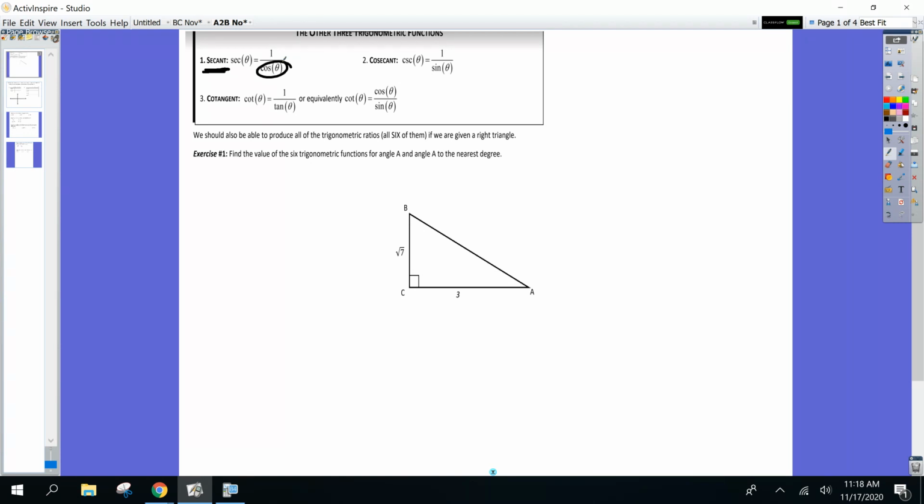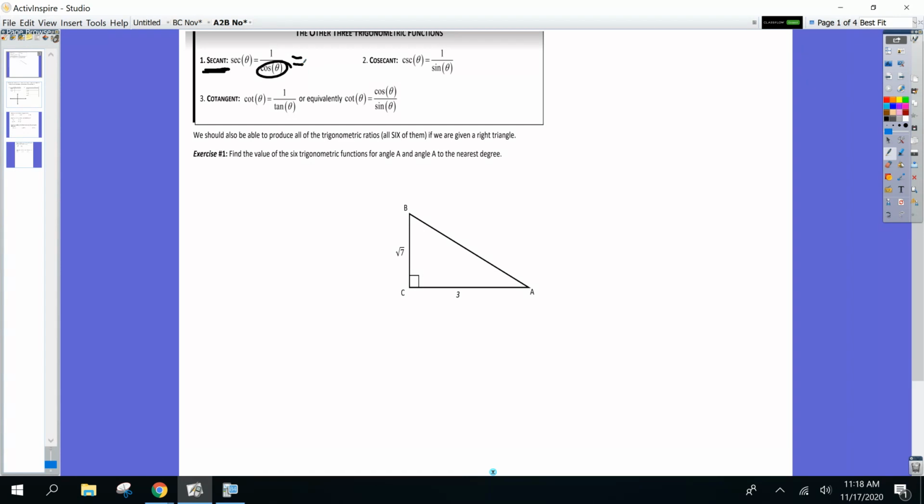Basically, here's what I do. I take whatever fraction cosine's equal to, I flip it. And I get secant. All right? I flip cosine and I get secant. So let's take this even deeper right now. Let's make secant equal to a couple more things.